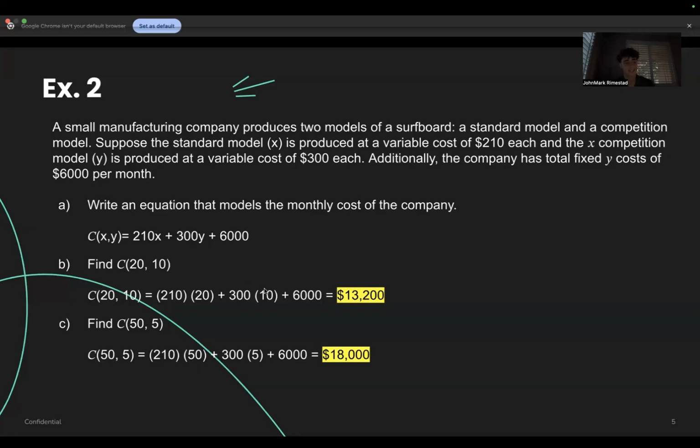Plus the 6,000. Awesome. So what you're going to do is you're going to multiply these two, and you're going to add up all three numbers, which is going to give you $13,200.